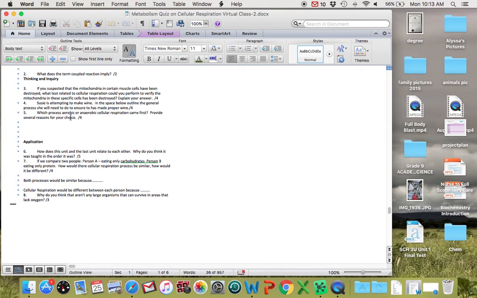Which process came first, aerobic or anaerobic? Anaerobic came first, for a few reasons. One is that the Earth originally had no oxygen, so our first living things wouldn't have been able to perform aerobic respiration. The second is that the first living organisms were bacteria. Bacteria lack complex organelles, so they don't even have a mitochondria, and they're incapable of performing aerobic respiration.